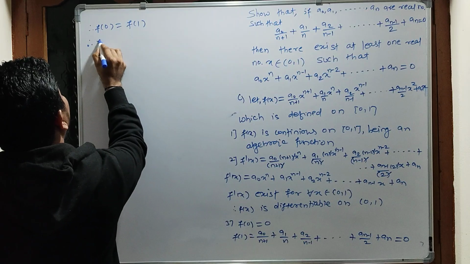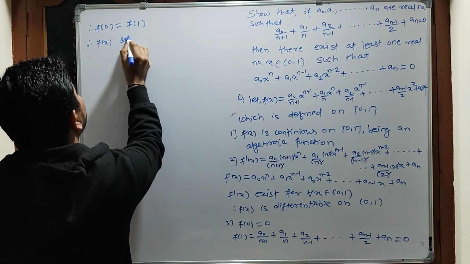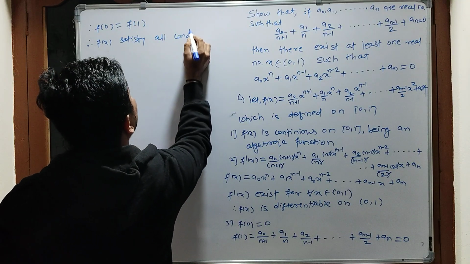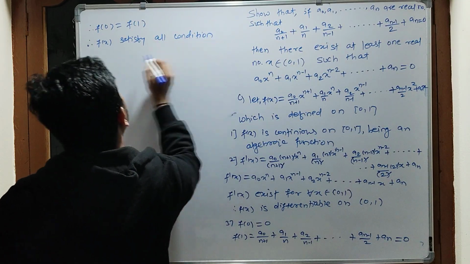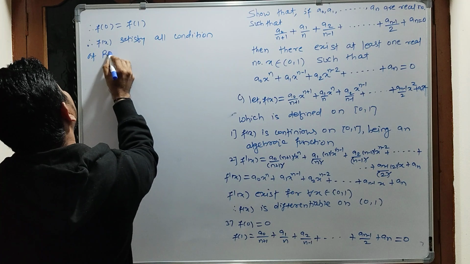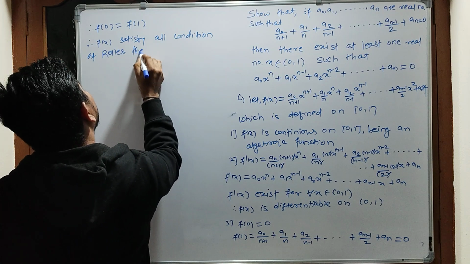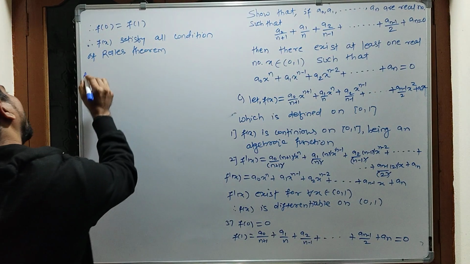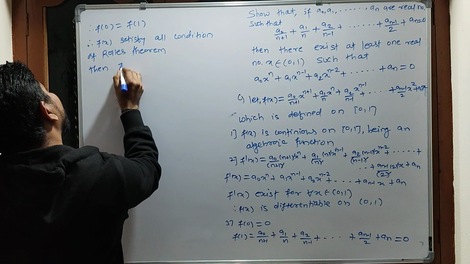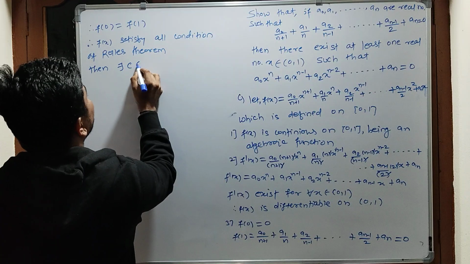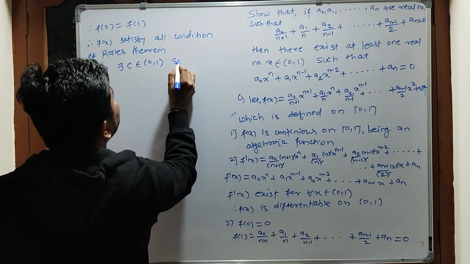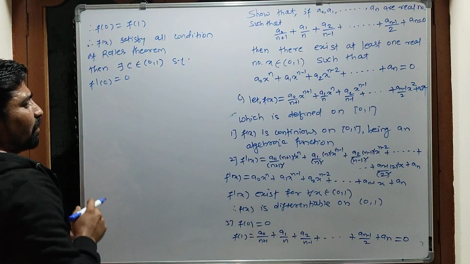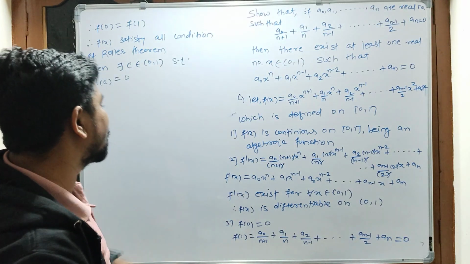Therefore f of x satisfies all the conditions of Rolle's theorem. If f of x satisfies all the conditions of Rolle's theorem, then there exists c belonging to the open interval 0 to 1 such that f dash of c equals 0. So f dash of c equals 0, where f dash of x is this one.